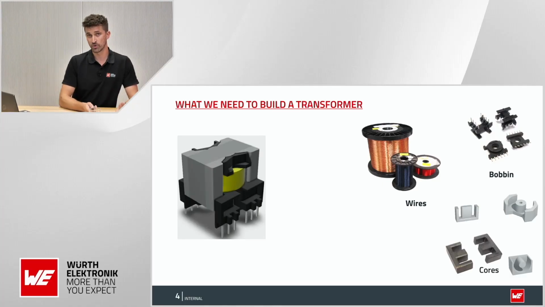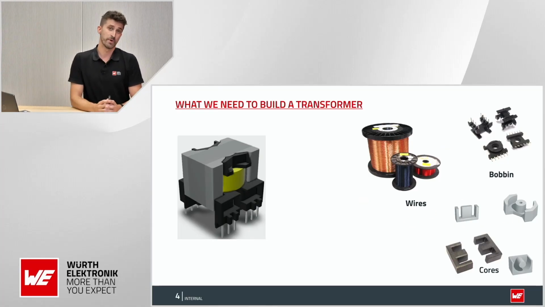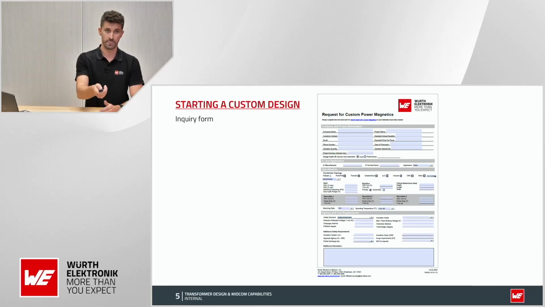Then, of course, we need the core. We can see that the cores can come in different shapes. They are made out of ferromagnetic materials, and their purpose is to improve the efficiency of energy transfer between the primary and the secondary circuit. Then to conclude our transformer, we need other components such as clip, adhesive, varnish, and tapes. Not only do they provide mechanical stability during the assembly, but also when the component is finished.